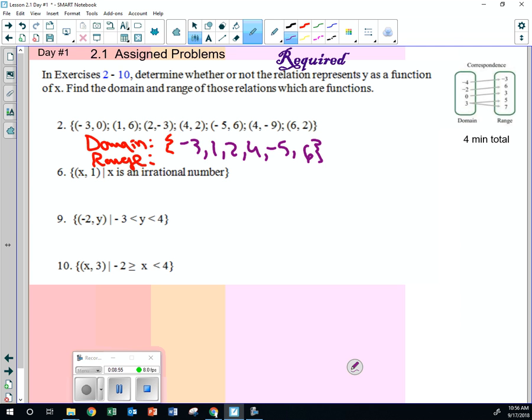Those are the x's. And then the range are the y's. So these are the x's, these are the y's. So here we're going to get 0, 6, negative 3, 2, 6, negative 9. We don't need 2 again. Is that good? Okay with that? I'll let you decide, is this a function or not? Now for these, you can't list all of them because they're infinite, but I'll let you figure that out.